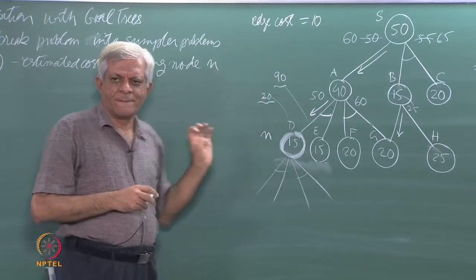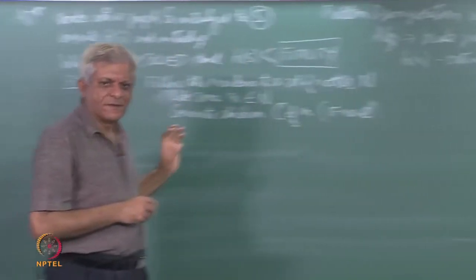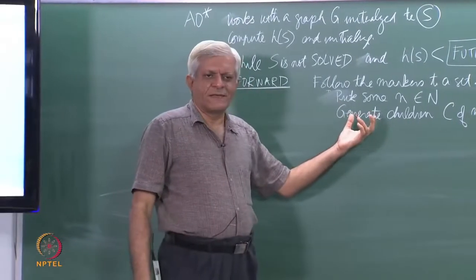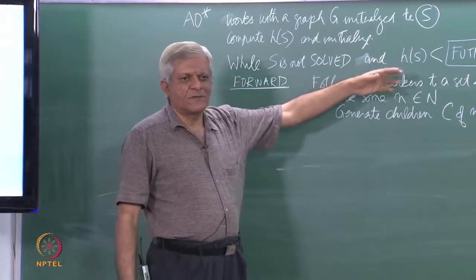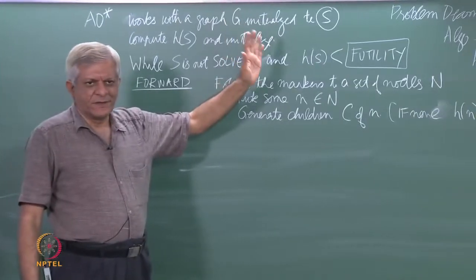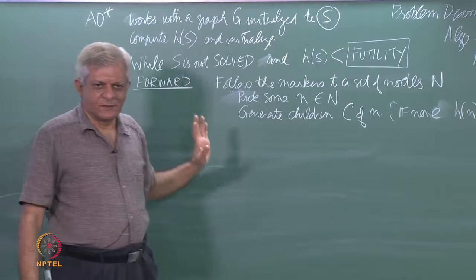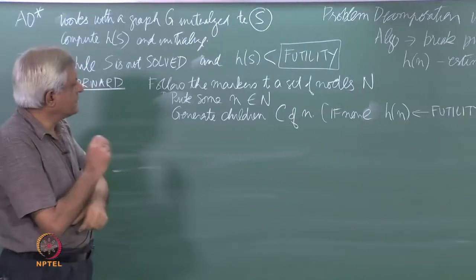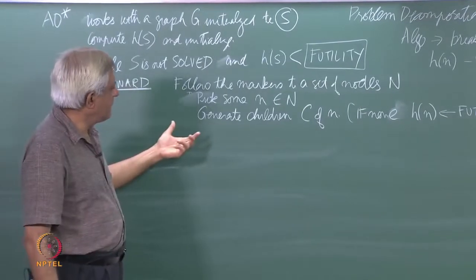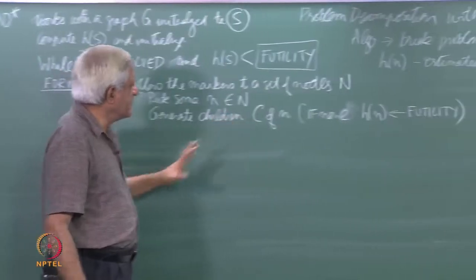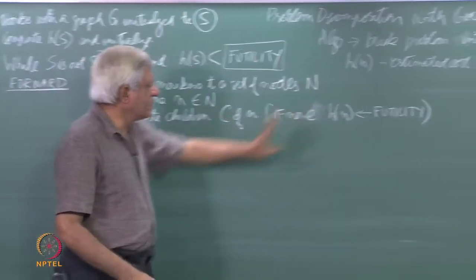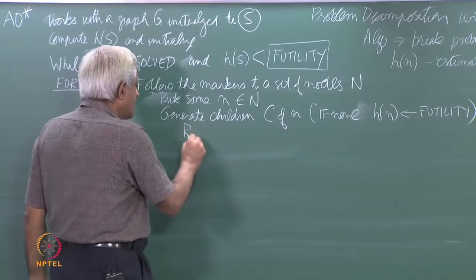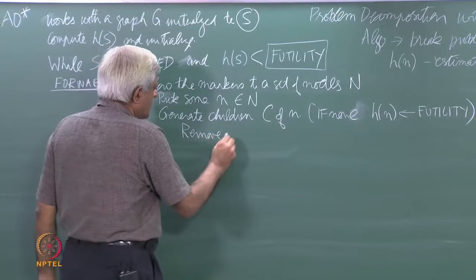How do I do that? I simply say the cost of solving n is futility, because my algorithm is only looking for something which is less than futility, which means that this will never be considered henceforth essentially. Okay. So, generate children C of n, if none then you do this, then you remove loops.